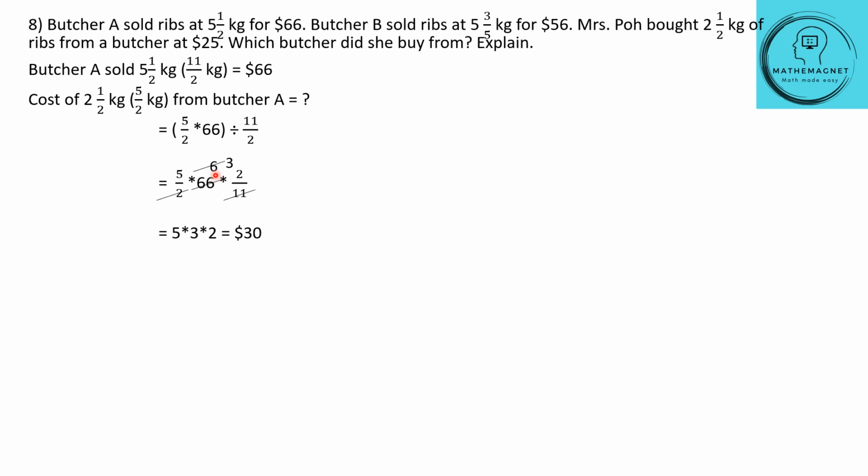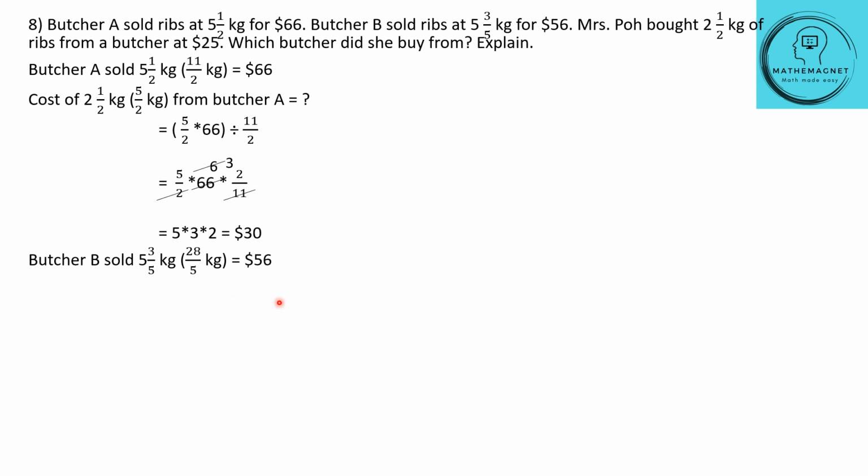Now we know for sure that Mrs. Poe hasn't bought this 2.5 kgs from butcher A because she has paid only $25. But we need to prove that butcher B is selling 2.5 kg for $25. Let us see that. Now for butcher B, he sold 3 by 5 kg for $56. Now 3 by 5 kg can be rewritten as 28 by 5 kg, when we convert it into an improper fraction.